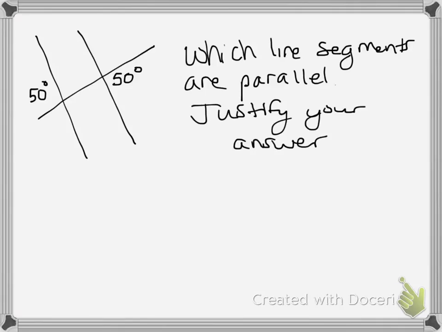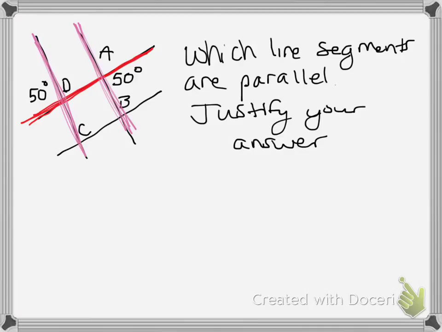Okay, so let's get some labels on here. I'll put another line down here. We'd have A, B, C, D. All right? So looking at this, you have the two 50-degree angles, and they are alternate exterior angles if and only if these two lines are parallel and the red line is a transversal.